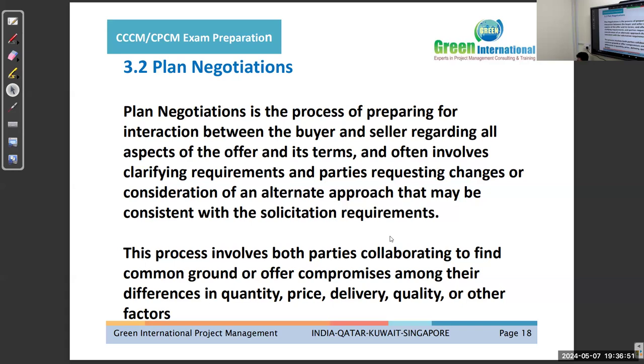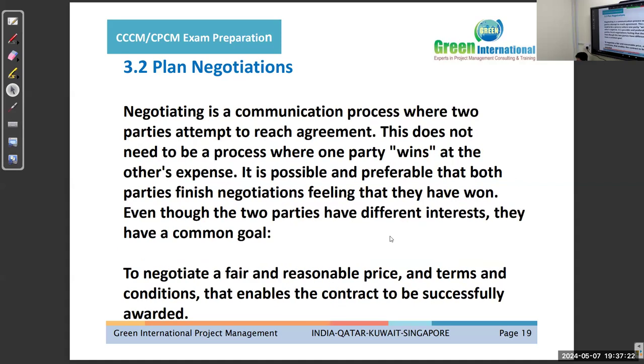This process involves both parties collaborating to find common ground or offer compromises among their differences in quantity, price, delivery, quality, or other factors. So there will be negotiation based on these points also, which is the difference of the quantity, prices, delivery, terms, quality, and other factors. So all of these will be the common ground basis of the negotiations also.